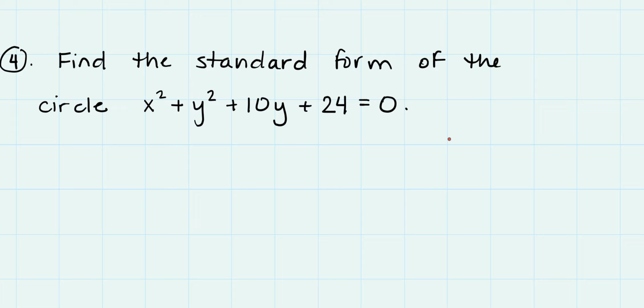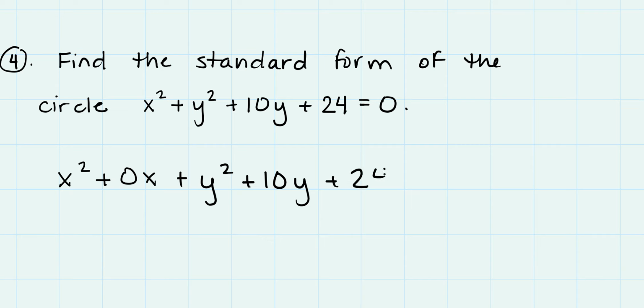It seems to be missing an x term, but remember, we can always write 0 as 0 times x. So in other words, we can rewrite this as x squared plus 0x, because this is just 0, plus y squared plus 10y plus 24 is equal to 0. And this is the general form of a circle. So now let's put it into standard form.